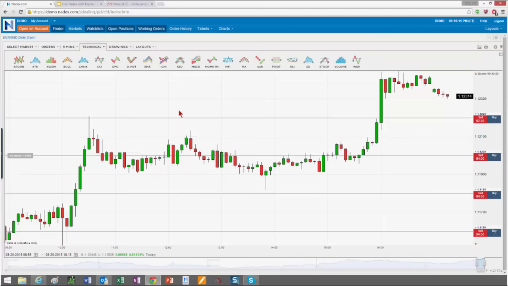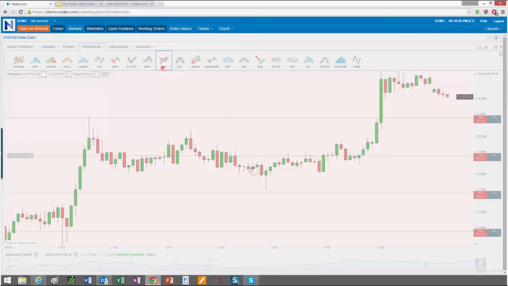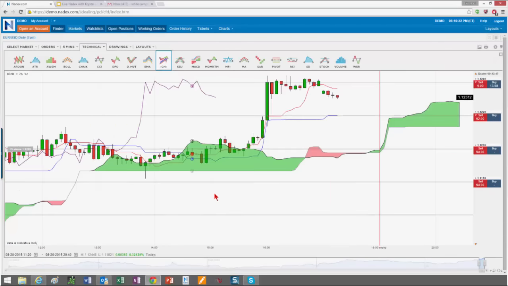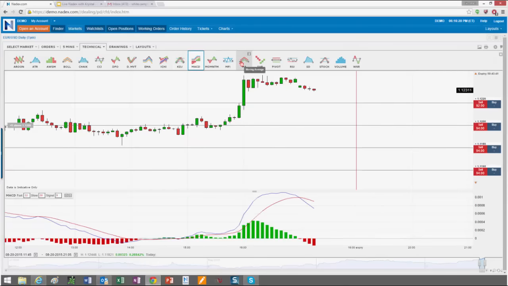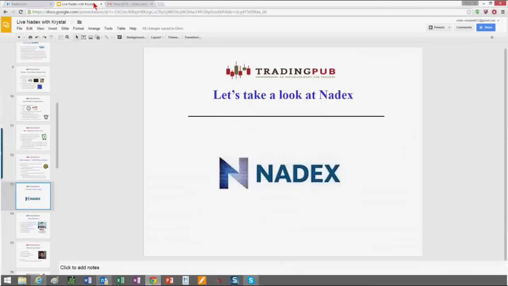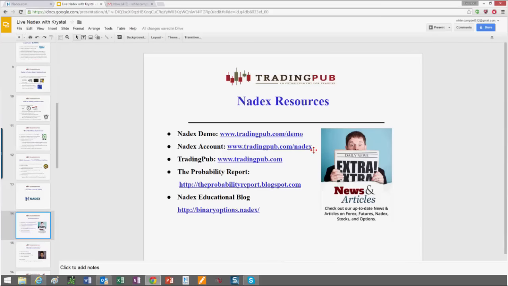If you like to pop in indicators, there's plenty of things you can put in there. If you like things like the Ichimoku cloud, it'll paint that in and give you that information. MACD, moving averages, stochastics, Bollinger Bands, whatever type of indicators you like to use, many of them are available on Nadex. So with that being said, I'm going to pull out of this right now, and I'm going to pass it over to Krystal. But before I do that, just a couple quick Nadex resources.